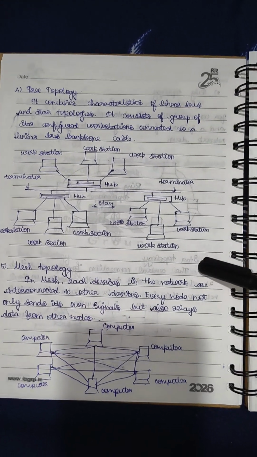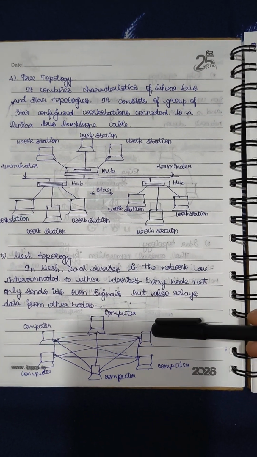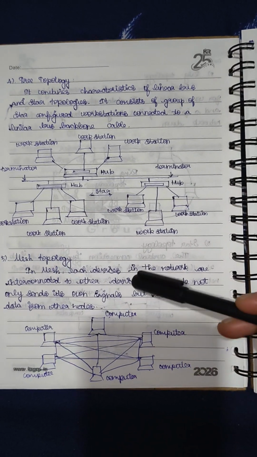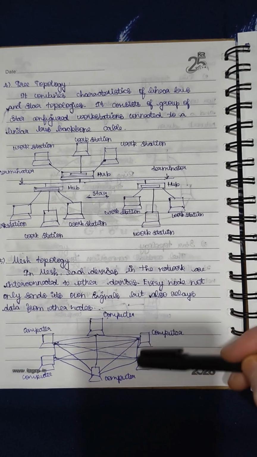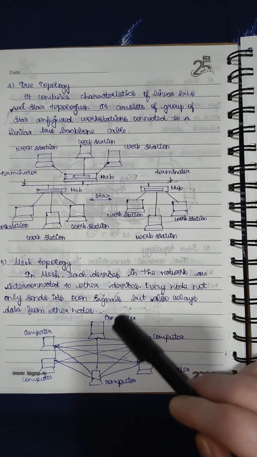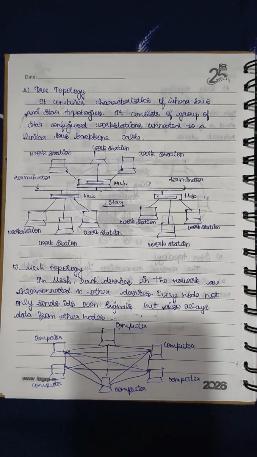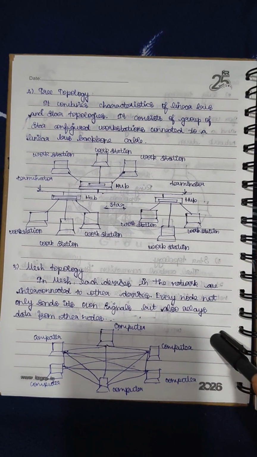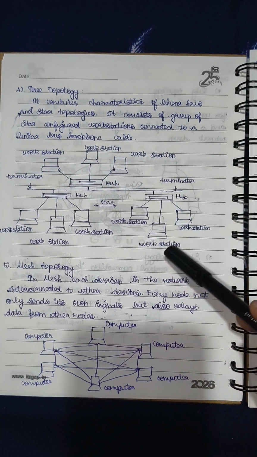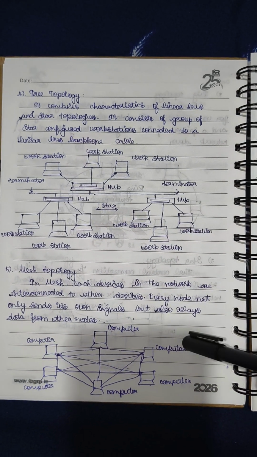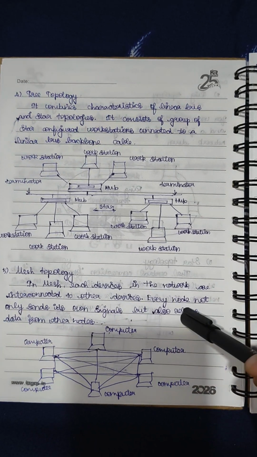And next comes the mesh topology. So the major advantage of mesh topology is that here each and every node has been interconnected with all the other nodes. So in case of any link failure or any node failure, the remaining nodes will transfer the information as usual without any delay. So that is the major advantage of, sorry, that is the advantage of mesh topology.